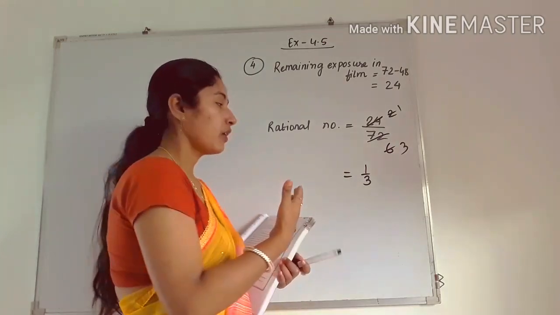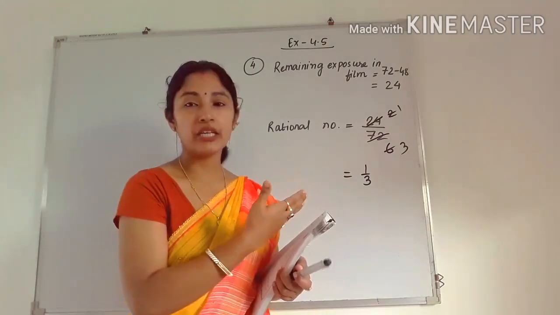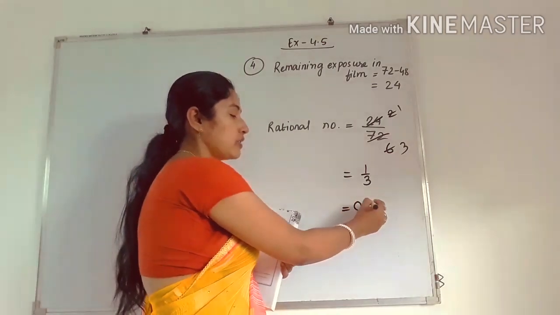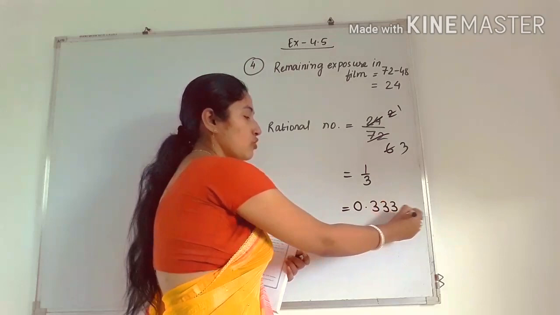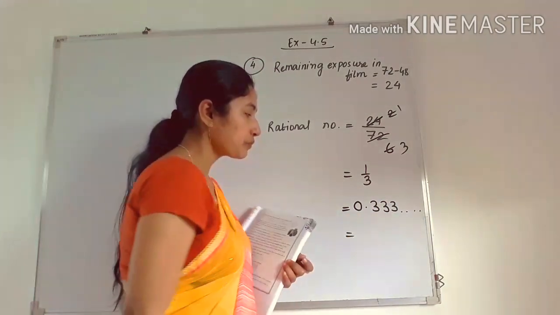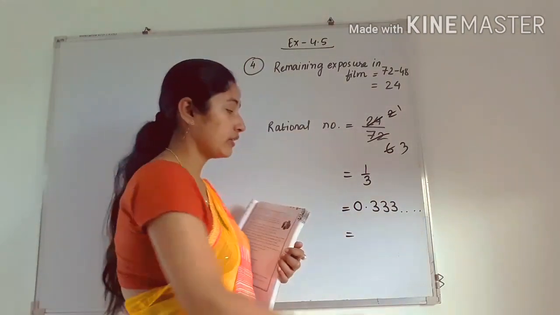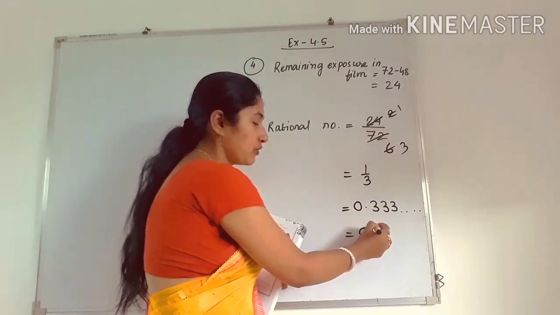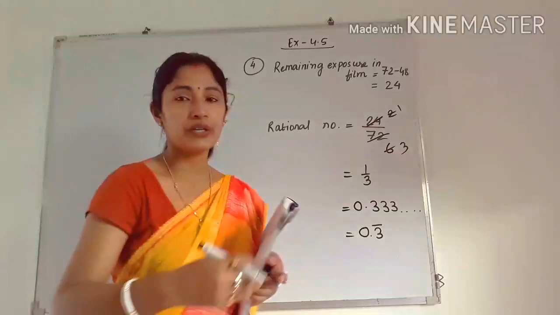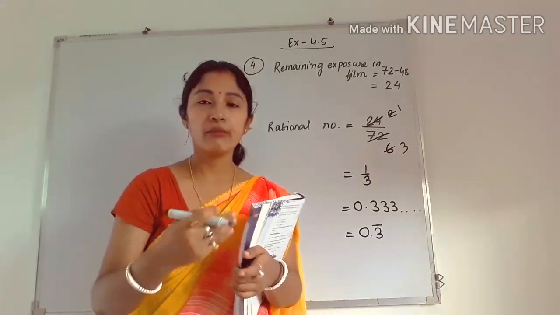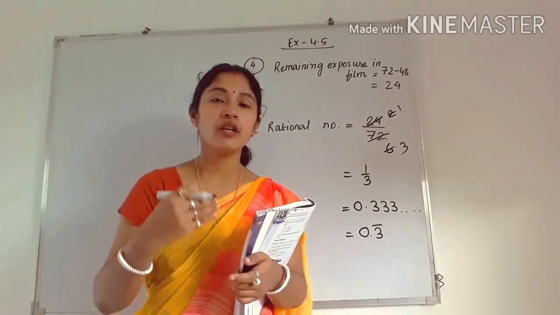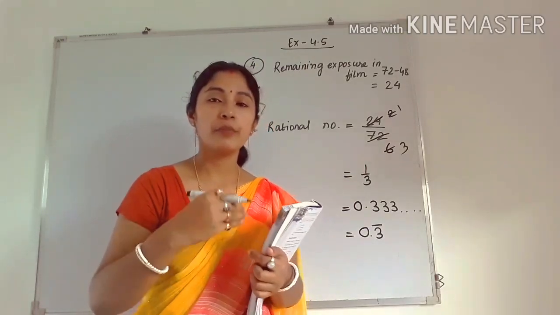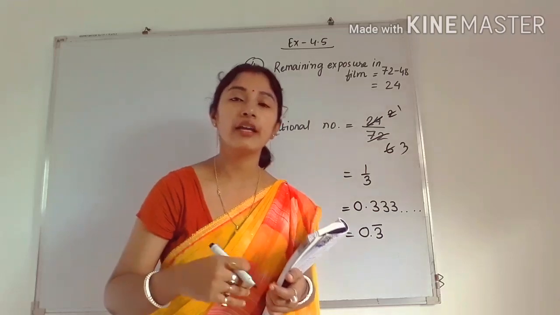This is a non-terminating repeating decimal number. So 1 by 3 you can write in decimal like this. One more thing I have not told you earlier: 0.333 can be written as 0.3 bar, because 3 is repeating many times. The meaning of bar is it is repeating again and again.